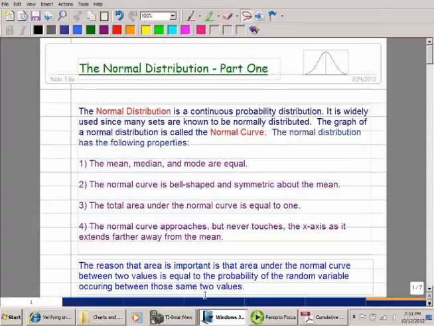The graph of the normal distribution is called the normal curve, which here's a small picture of it up here in the corner. We'll see several more as we go. This also relates to what we've learned in the past regarding the empirical rule for bell-shaped distributions. So this normal curve is that bell-shaped distribution.